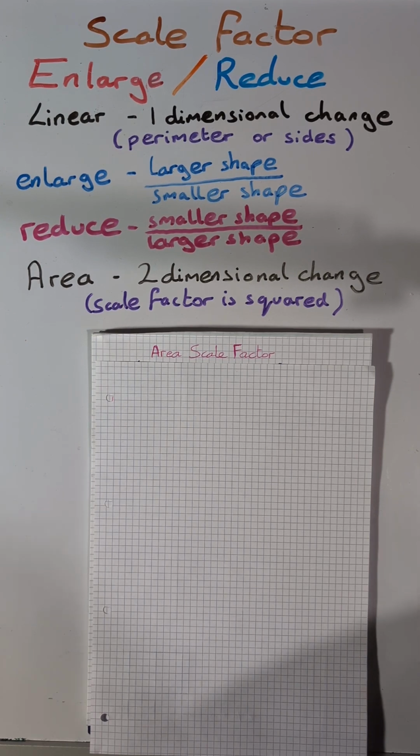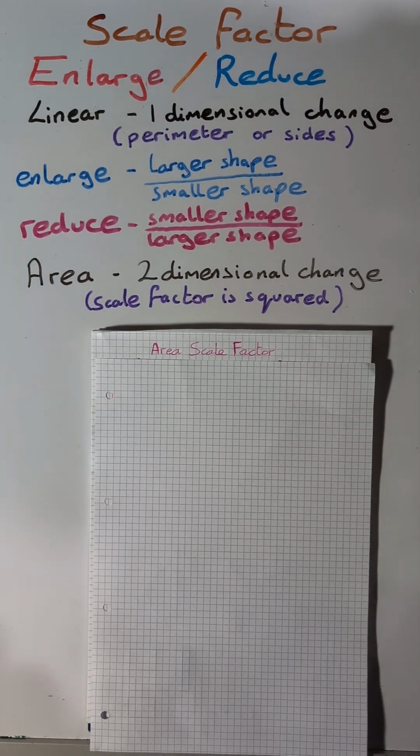And you can enlarge them by making the larger number on top, smaller number on bottom of the same similar side of the shapes, or you can reduce them by doing the small number on top and the larger number on bottom. When we're dealing with area, we're dealing with a two-dimensional change, so our scale factor is going to be squared, and I'll show you why.